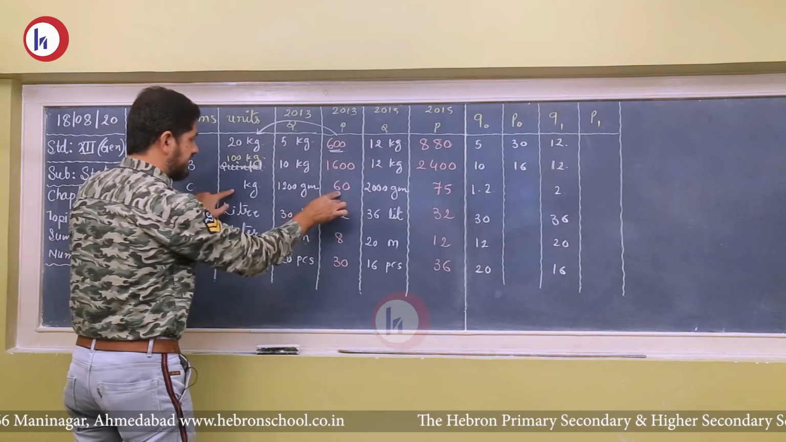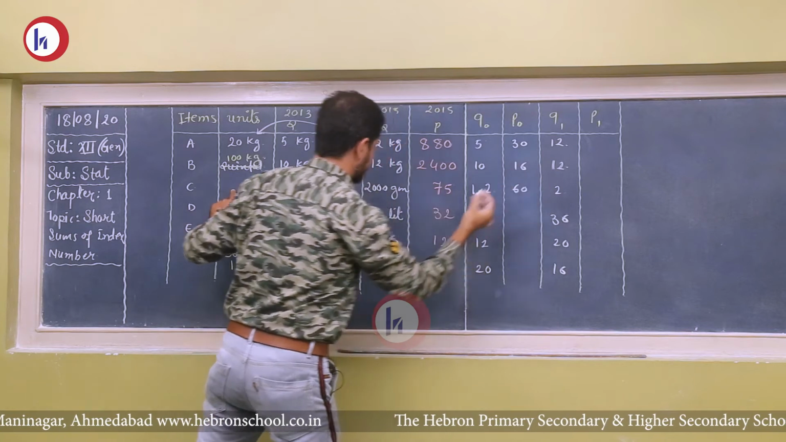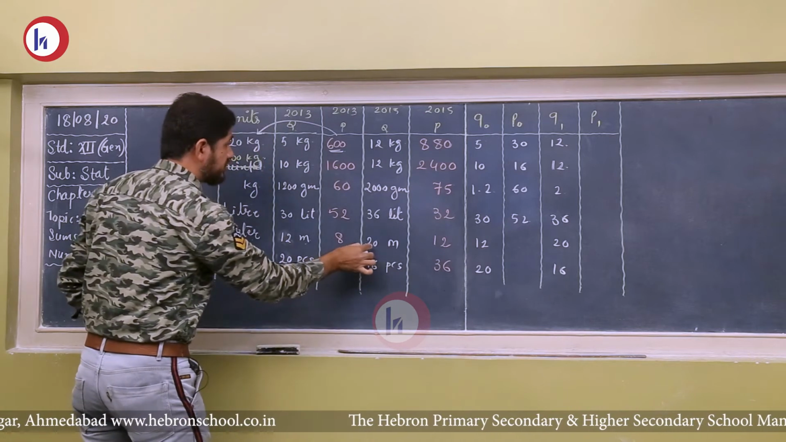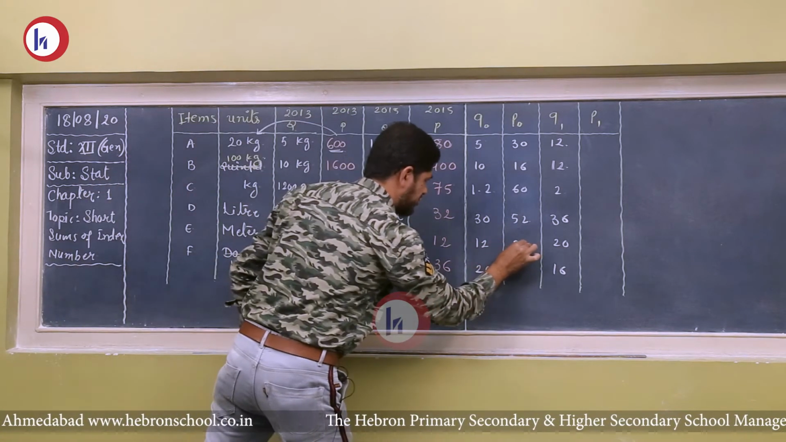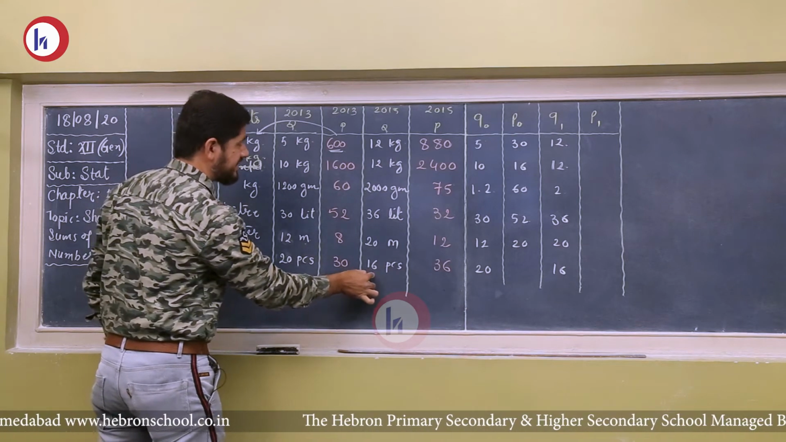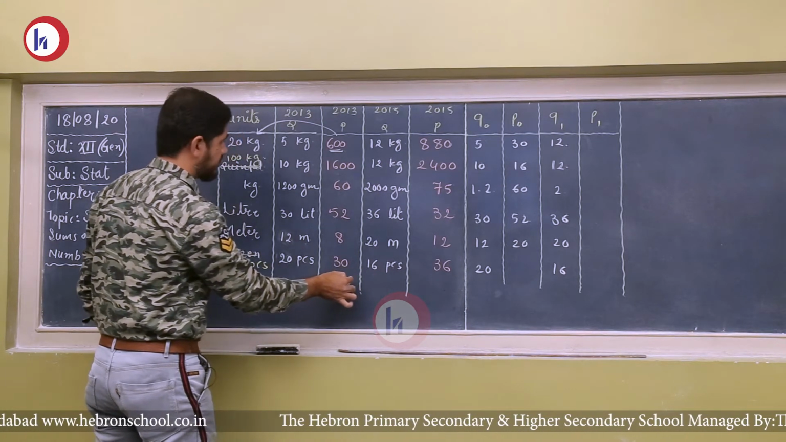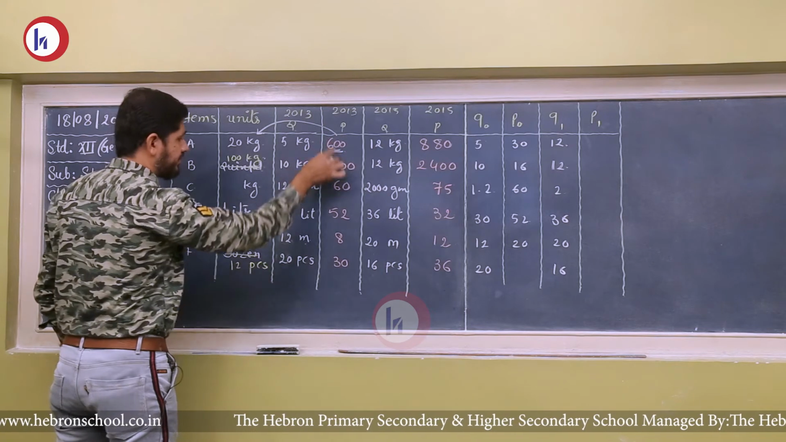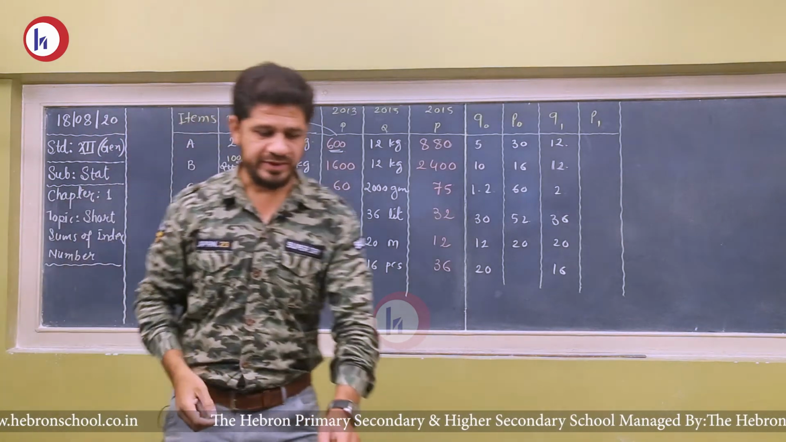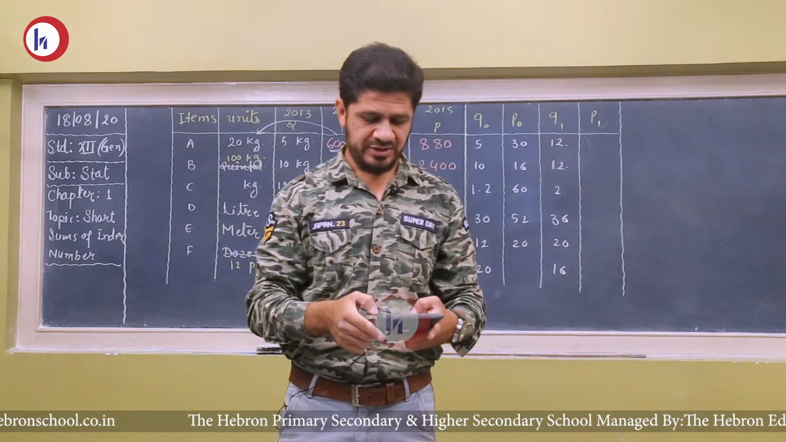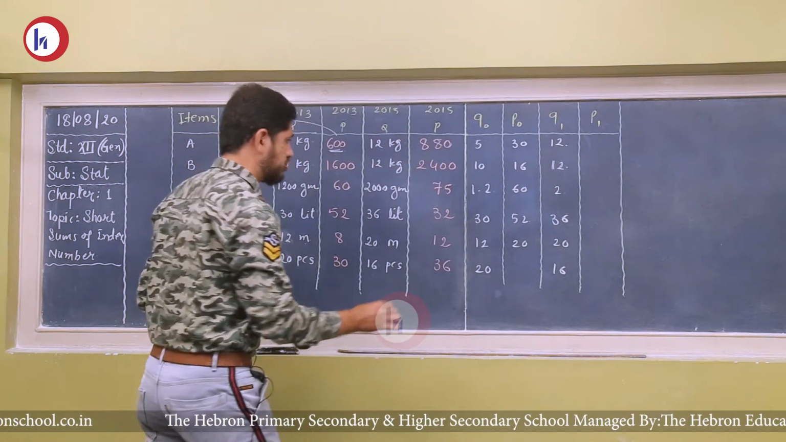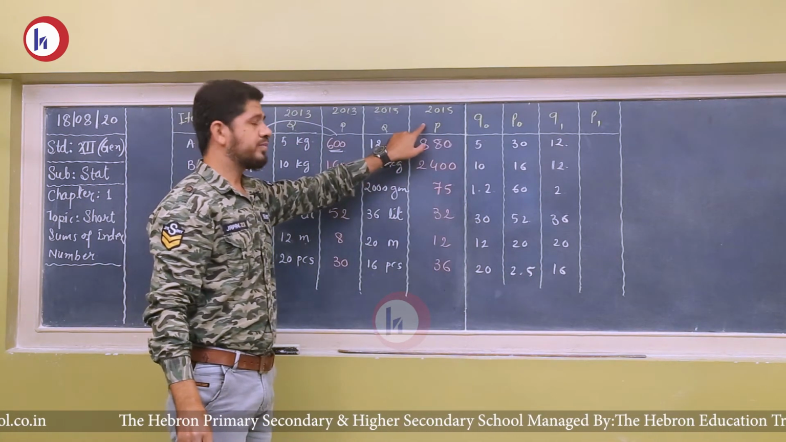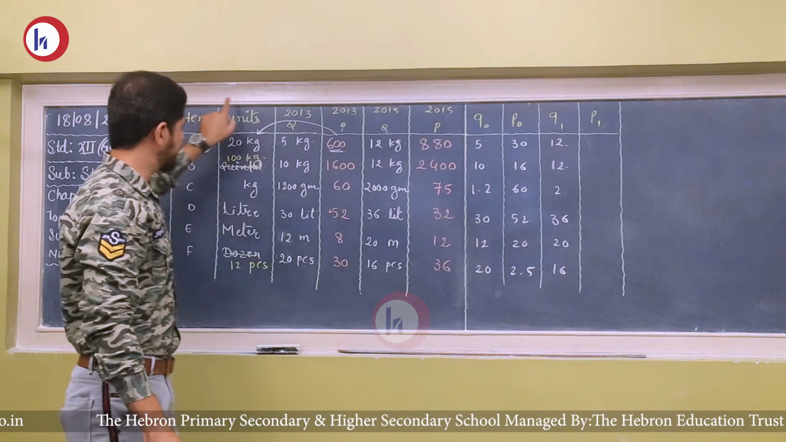Okay, so 60 divided by 1, that is 60. 52 divided by 1, 52. 20 divided by 1, that is 20. And sorry, 30 divided by 12. Okay, 30 is the price of 12 pieces. So what is the price of 1? So 30 divided by 12, we get 2.5. Same as we'll divide the price of current year again with the unit column.